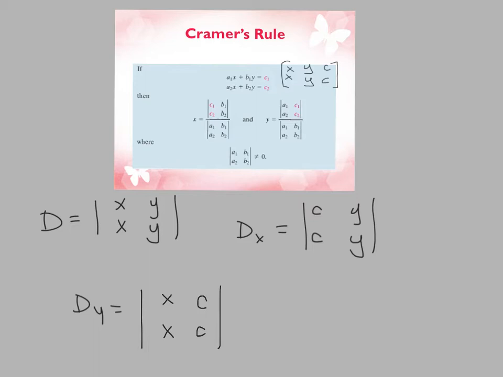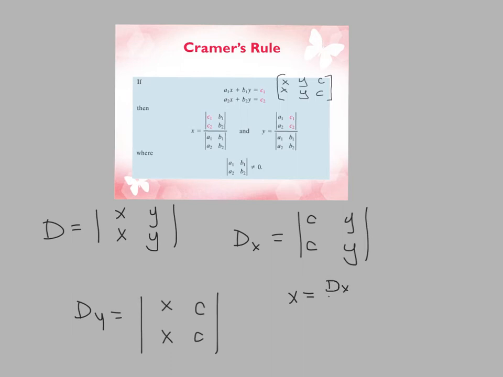And then to find your x, you will put D sub x over D and simplify it. To find the y, you'll put D sub y over D and simplify it, and you'll end up with your xy combination.